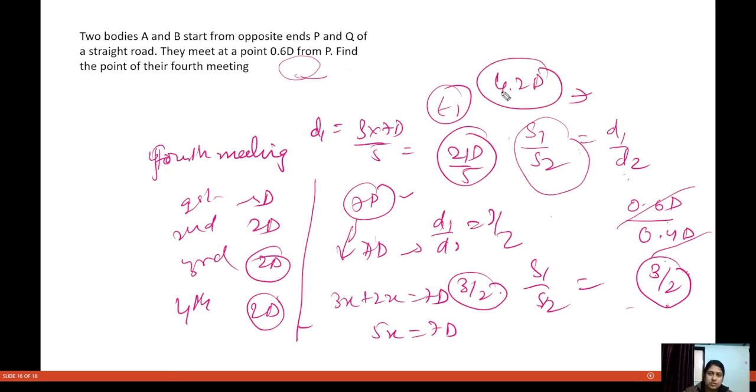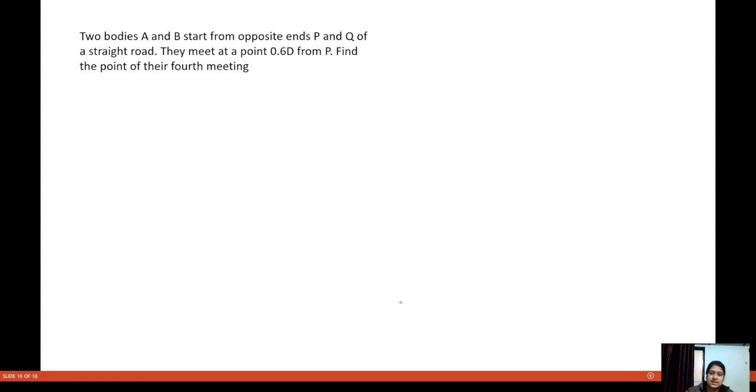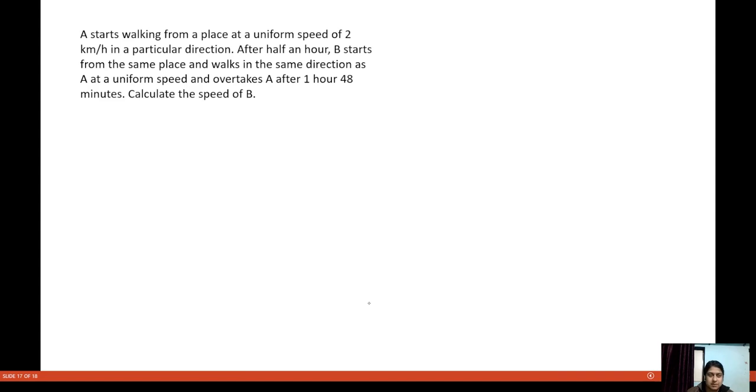When this is equal to 4.2d, what does that mean? The person starting from P first covers this distance, then comes back and covers this distance, then goes back and covers this distance. So this is d, 2d, 3d, and now coming back and covering this distance, 4d and 0.2d from here. So the fourth meeting point will be 0.2d. Okay, so this is how we got this answer. I hope everybody is clear with this. Let us move on to the next question.